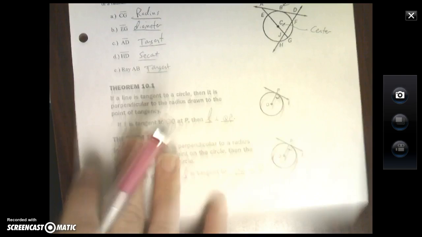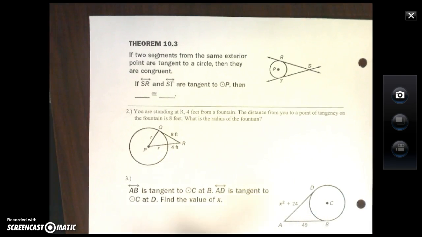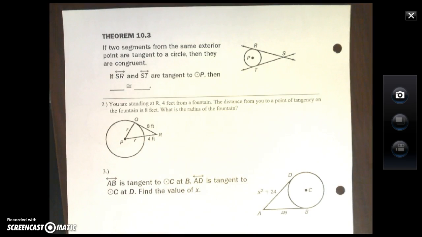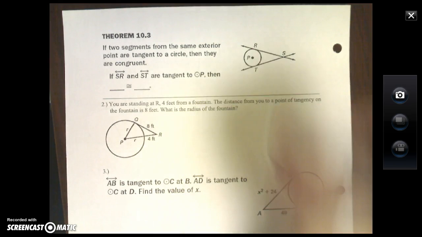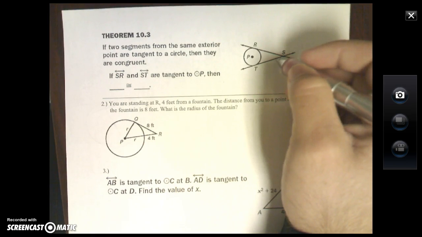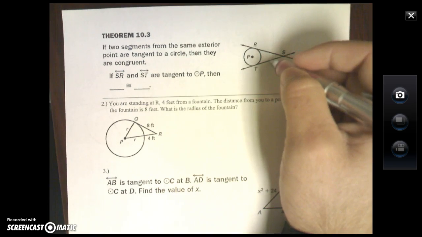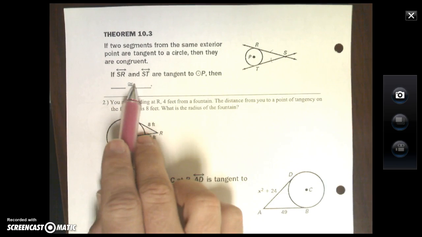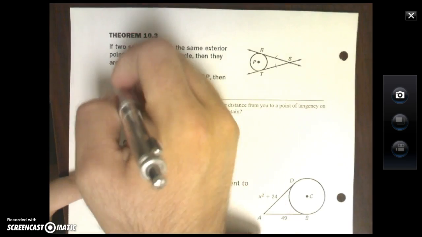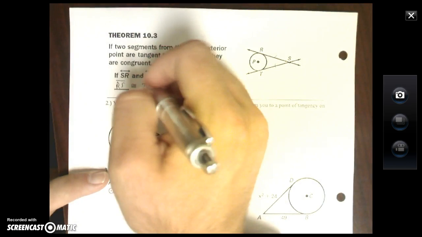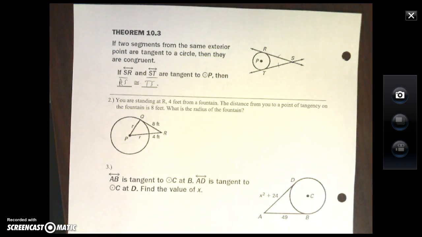Okay, flipping to the back. Theorem 10.3, it's our last theorem. If two segments from the same exterior point are tangent to a circle, then they are congruent. So out here, here's my tangent RS, tangent SR, but they meet at a point. Because they meet at that point on the outside of it, that means these are the same. So if line SR and line ST are tangent to circle P, then segment RS is congruent to segment TS, which means they have the same measure, which means you can set them equal.